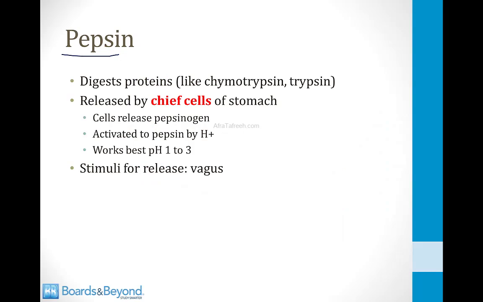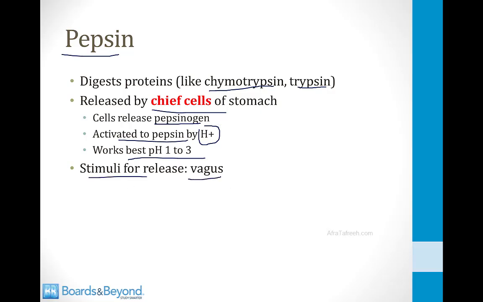The important role of the chief cells in digestion is to secrete pepsin. Pepsin digests proteins just like the enzymes that come from the pancreas, chymotrypsin and trypsin. Pepsin is released by the chief cells, as I said, as an inactive structure called pepsinogen, and pepsinogen is activated to pepsin by the protons in the stomach. It works best at pH 1 to 3, so it works best in the stomach where the pH is very low. And the stimulus for the release of pepsin is the vagus nerve.